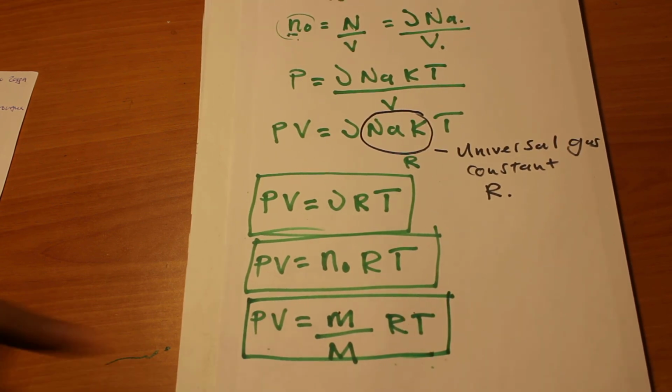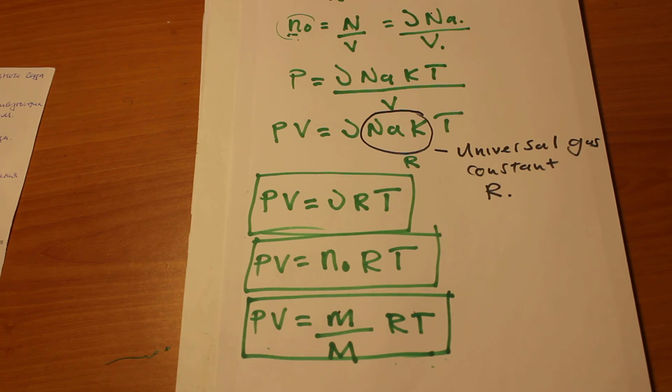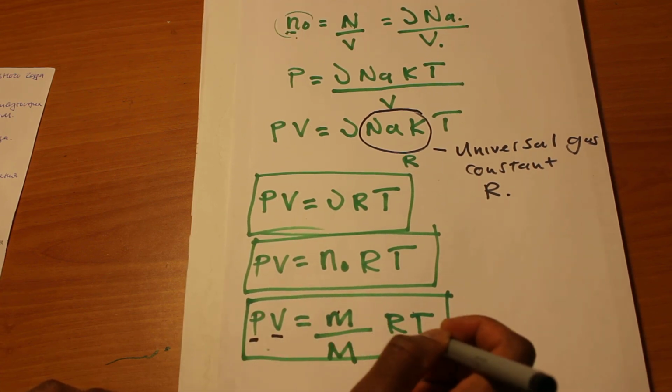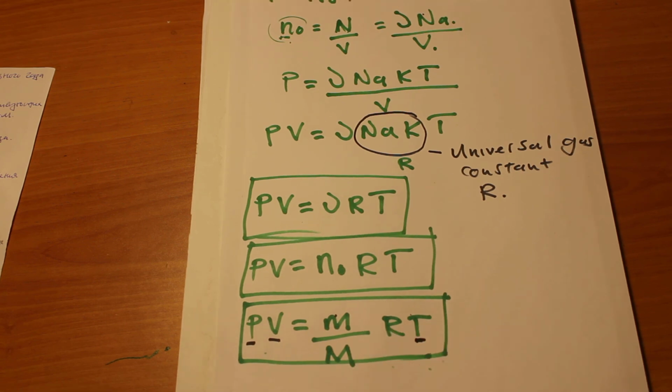So here is our ideal gas equation, which is linking the three thermodynamic properties of a gas, or the thermodynamic parameters of a gas, which is the pressure, the volume, and the temperature. So basically that is it today. We've derived the ideal gas equation.